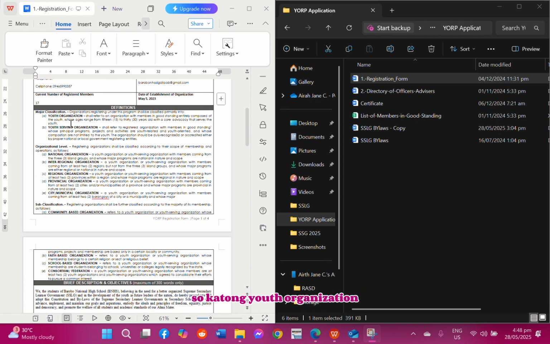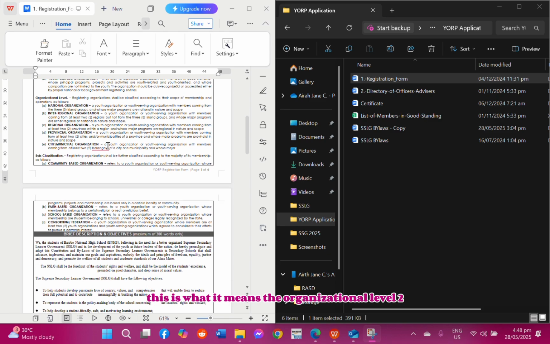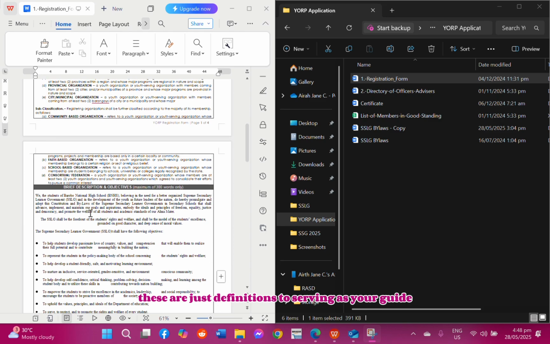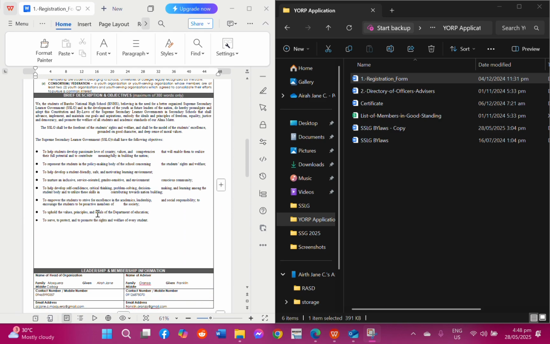These are just definitions guiding you for the terminologies above. So what does youth organization mean? This is what it means. Youth serving organization, this is what it means. The organizational level too, these are just definitions serving as your guide. And then we have brief description and objective, a maximum of 300 words only. So we have the brief description of your organization and then the objectives. I believe that you can just copy paste the brief description and objectives provided in your constitution and bylaws. So you don't have to craft these if you have already crafted your constitution and bylaws, by the way.